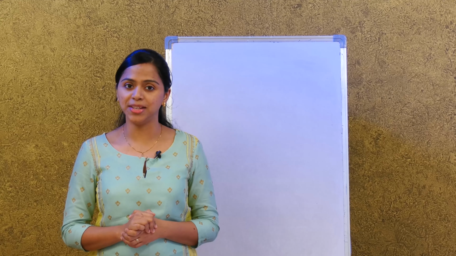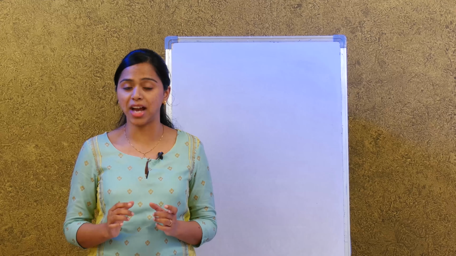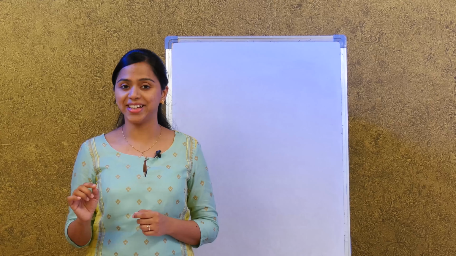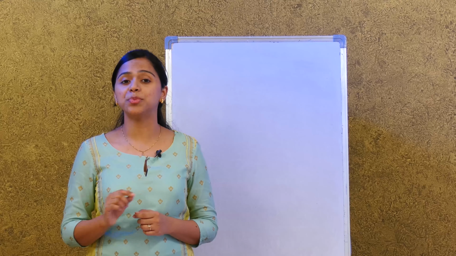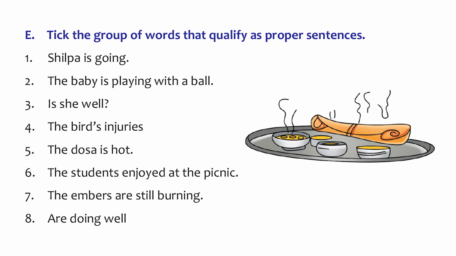So we have an activity here and they have given us a few sentences. You have to check and find out which of the sentences is correct. If it is in the proper form, let's put a tick. If it is in the wrong way, then we need to put a cross mark there. Let's try the first one. Shilpa is going. That's correct. The baby is playing with a ball. That's also right. You can put a tick. Is she well? That's fine. We can put a tick there. The bird's injuries. That's not a complete sentence. We can put a cross mark there.